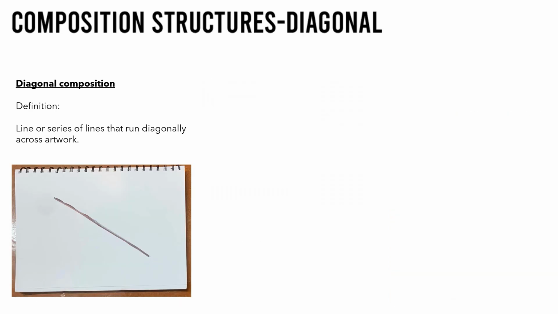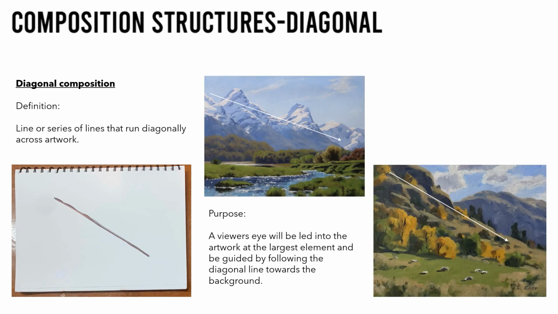Diagonal composition. So a line or a series of lines that run diagonally across artwork. So the idea is that a viewer's eye will be led into the artwork at the largest element and be guided by following the diagonal line towards the background. So if you take a look at my exemplar pieces here, you'll see how it's very clear that there's this diagonal sort of line. In the middle example there, we've got the mountains, and you can see they run down at a diagonal line. When I first look at that painting, my eye is definitely drawn to the higher mountain on the left-hand side, and then it comes down.